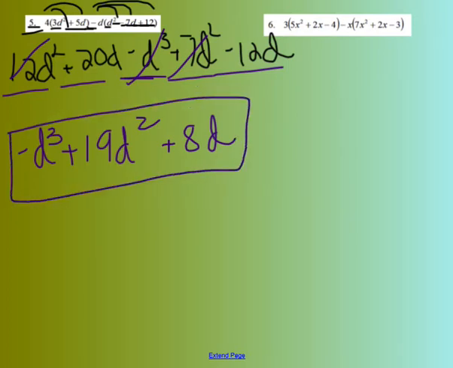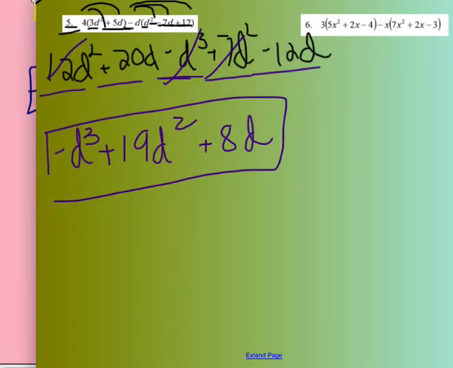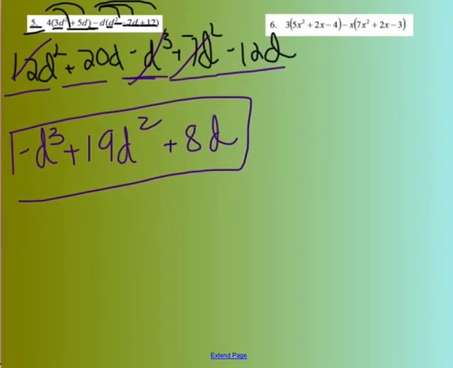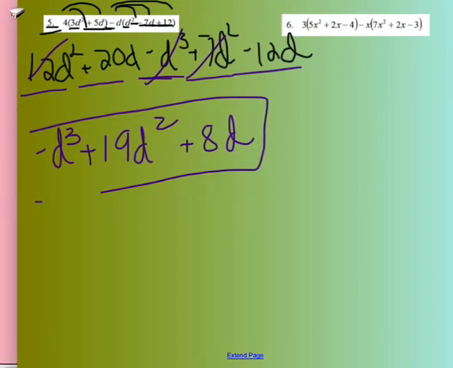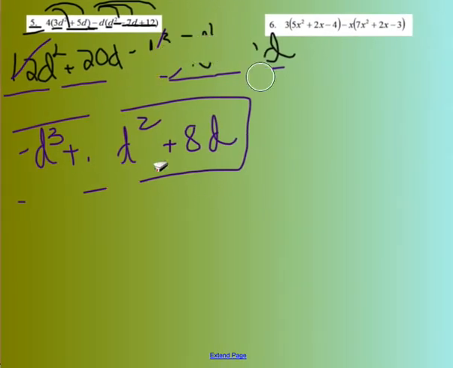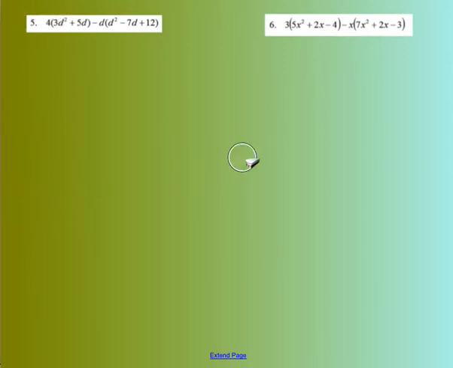Okay, so let's go ahead and take a look at number 6. Oops, wrong way. Just trying to create some space here. What's a woman got to do, right?